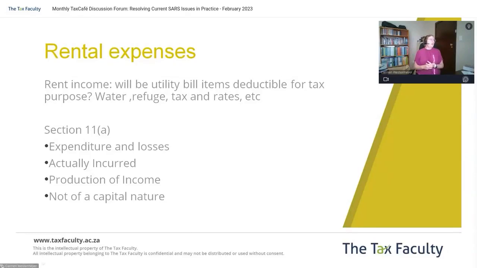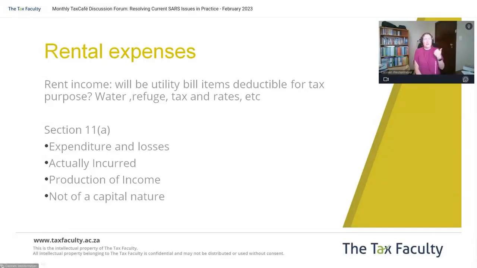Okay. Rental expenses. If you are renting out your property, it's all the expenses that are related to the running of the property. What do you need to pay to have the property in functioning condition that you can rent it out? So it's standard section 11A. It's any expenditure and loss actually incurred in the production of income, not of a capital nature.